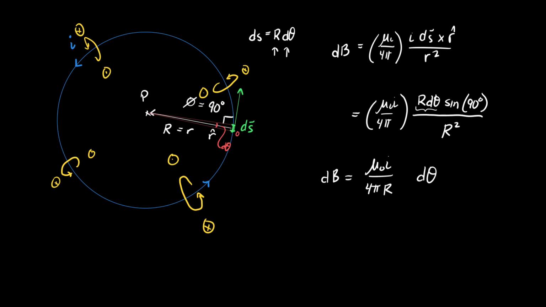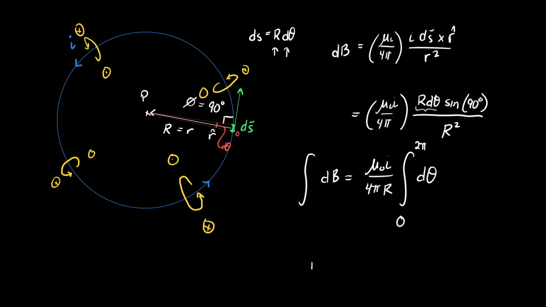So I want to get the entire magnetic field at the center of the loop. So I'm going to integrate both sides. I have to set my integration parameters, but I don't have to do very much here. I'm going to integrate from 0 to 2 pi. That'll get me all around the circle.